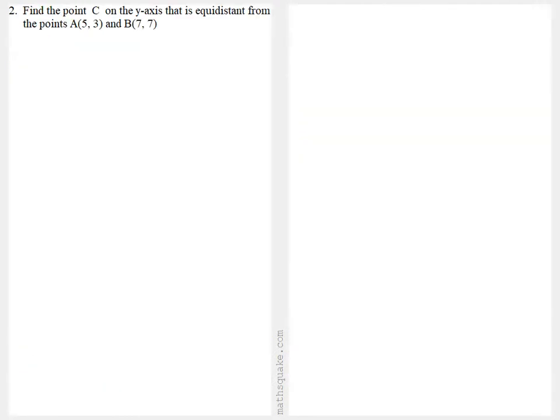Now in question 2, we have to find the point C on the y-axis that is equidistant from the points A, which is (5, 3), and B, which is (7, 7). Now to do this, let the point C be (0, a). If it's on the y-axis, then the x-coordinate will be 0.